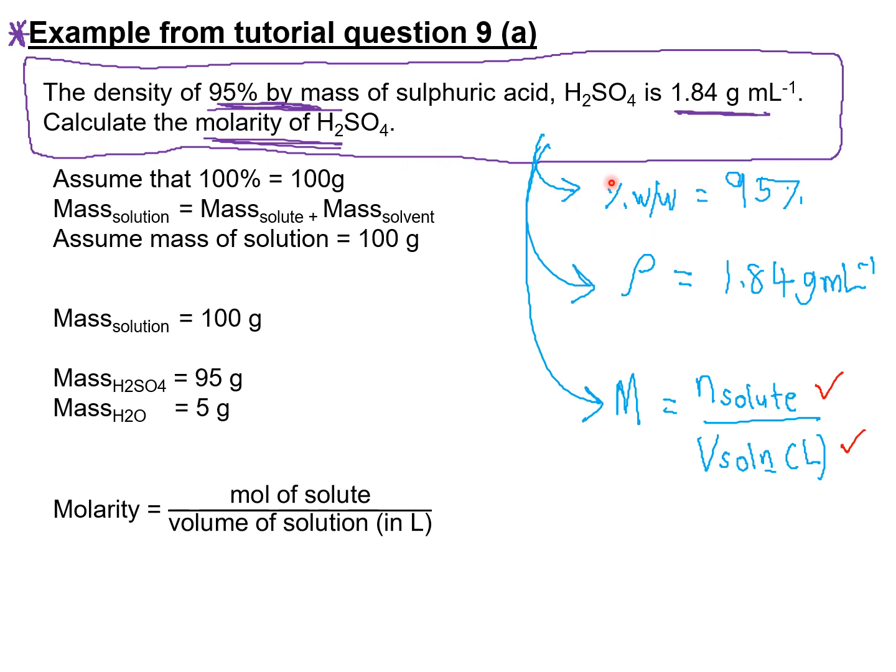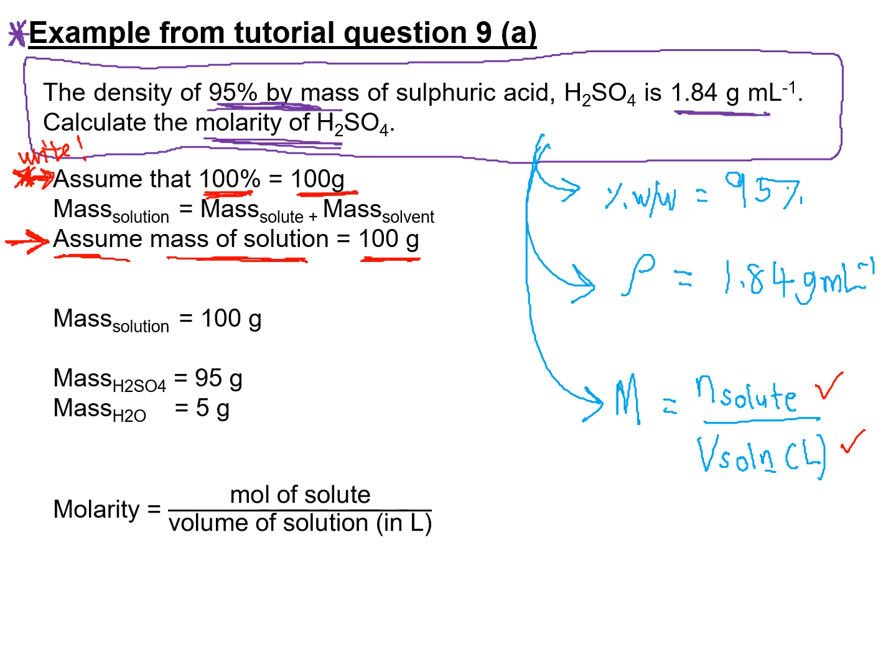Okay. So, bila dia bagi percentage by volume macam ni, you janganlah guna formula percentage by volume. Apa yang you kena buat ialah you kena make an assumption. Okay. So, you have to write this assumption. Assume that 100% is equals to 100 gram. Okay. And you have to write this as well juga. Assume that the mass of solution is 100 gram.